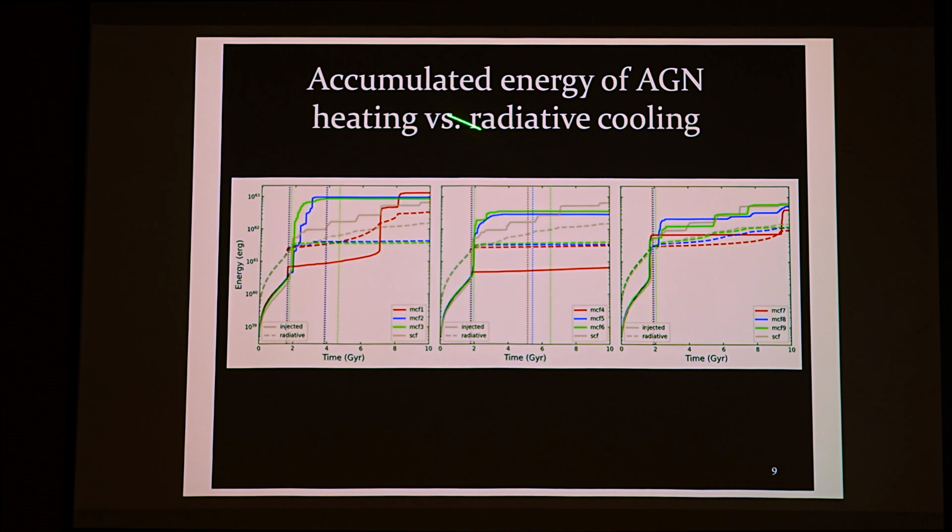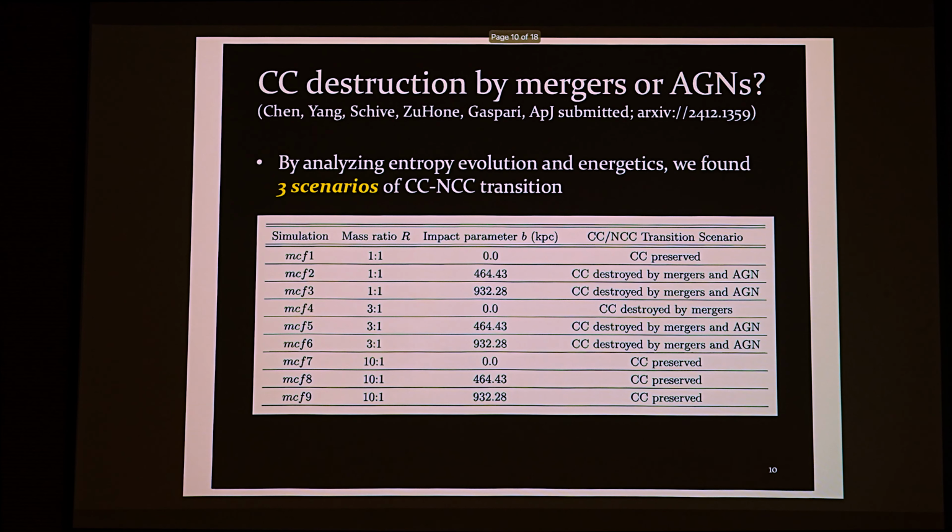In our simulation, we can also calculate the accumulated energy from AGN and compare that with the accumulated energy lost to radiative cooling. We use this kind of plot to see whether AGN heating is important or not. Because of the limited amount of time, let me just summarize the results using this table.